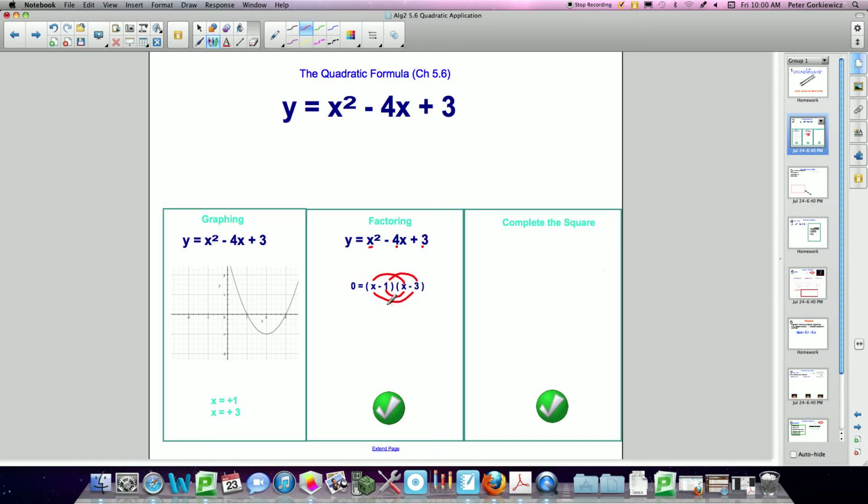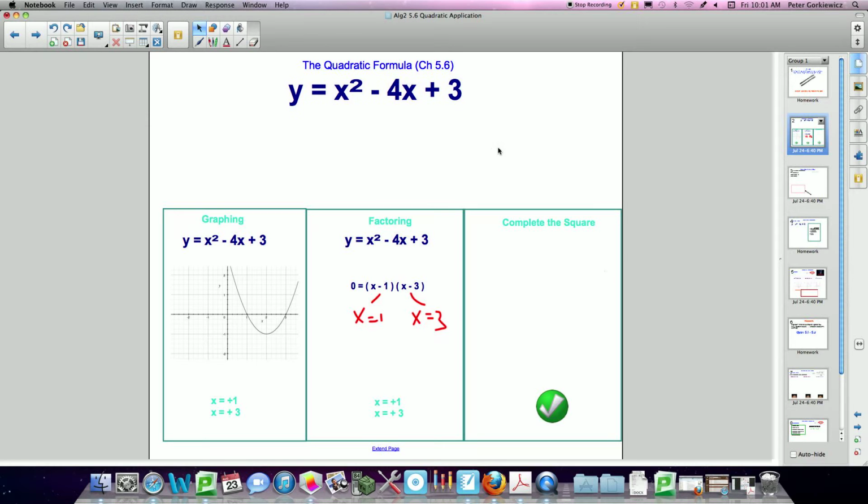Cool. And then you would solve from there by saying, all right, well, either this has to be 0, or that has to be 0. If this is 0, then x has to be 1, and if this is 0, x has to be 3, right? And so lo and behold, bam, same solutions. Great. Last time we met, we learned to complete the square.